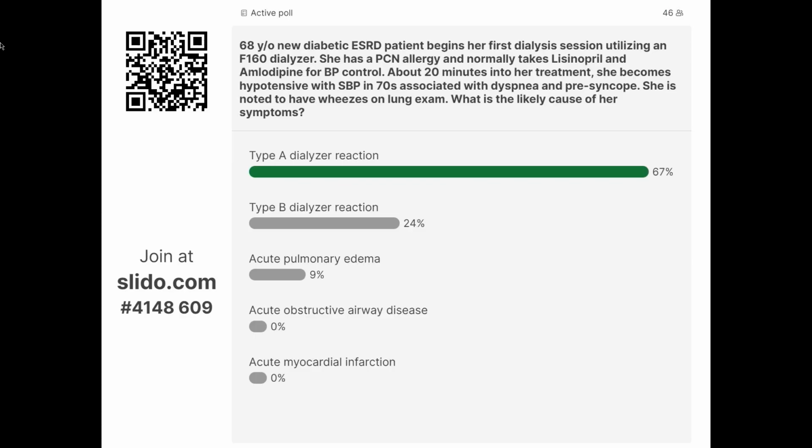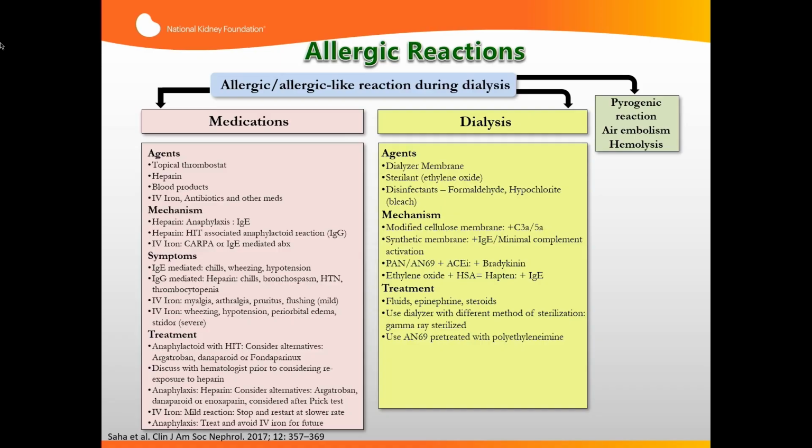Okay, so this is a type B dialyzer reaction. I'll show you why. Allergic reactions that occur in dialysis can be because of the medications we administer, typically heparin, blood products, IV iron, not so much with the type of irons we use these days, antibiotics. They could be anaphylactoid, heparin-induced thrombocytopenia. But otherwise, you can also see them with certain dialysis membranes, okay?